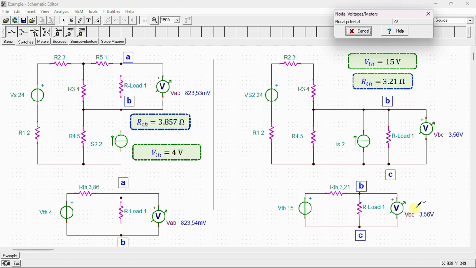Upon simulation, we can observe that the two circuits have identical behavior when we connect a load between terminals A and B and a load between terminals B and C. This outcome confirms the accuracy of our calculation.